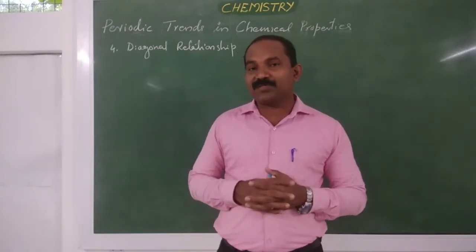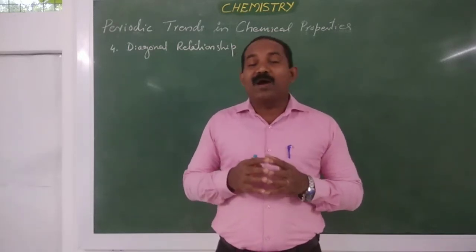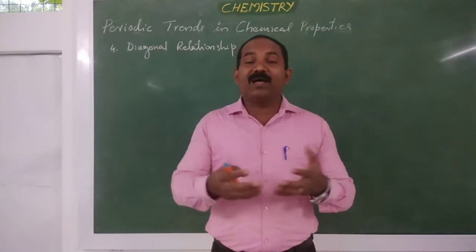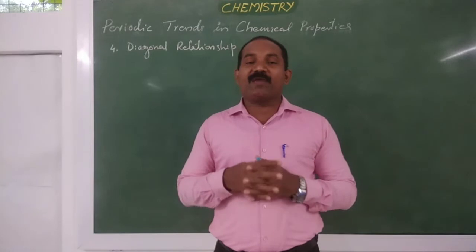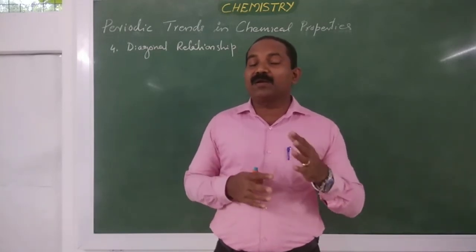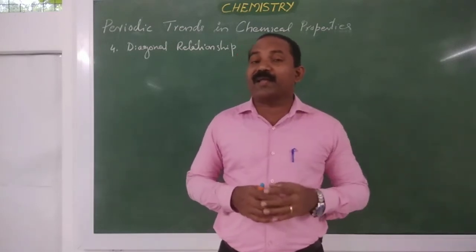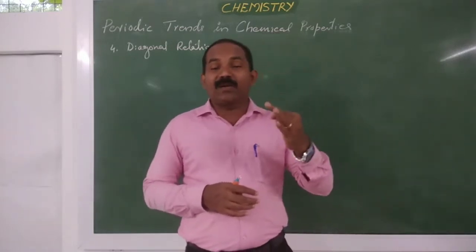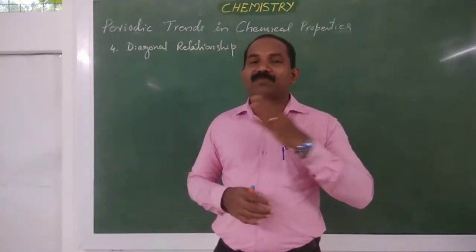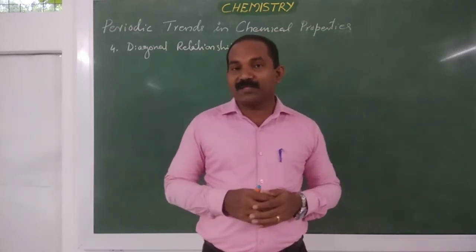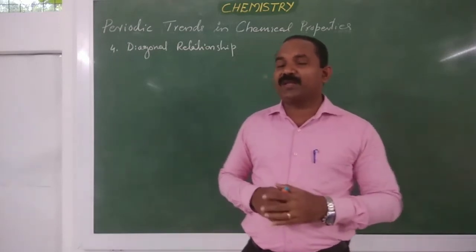Anomalous behavior means the first element in each group differs in properties from the rest of the elements in the same group. What are the different anomalous behaviors? The first one is smaller size or a smaller atomic radius. Second is higher ionization enthalpy. Third is higher electronegativity. Fourth is absence of d orbitals, and the fifth is high charge by radius ratio.